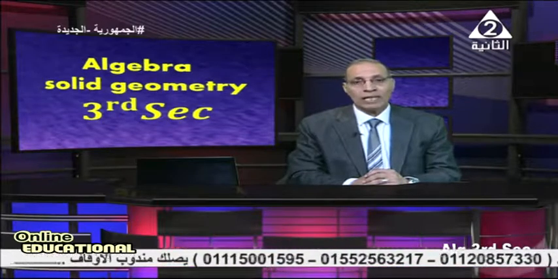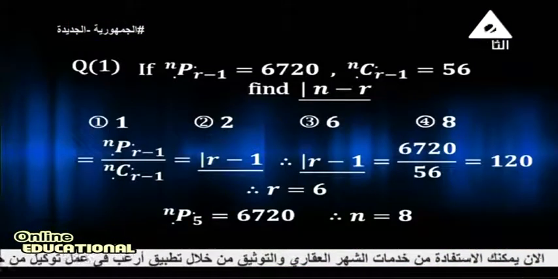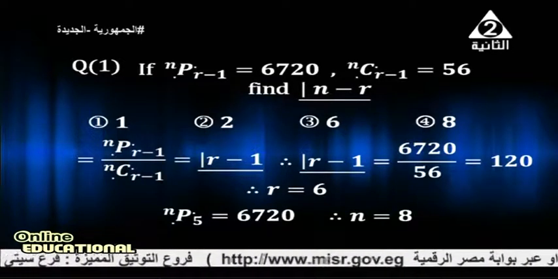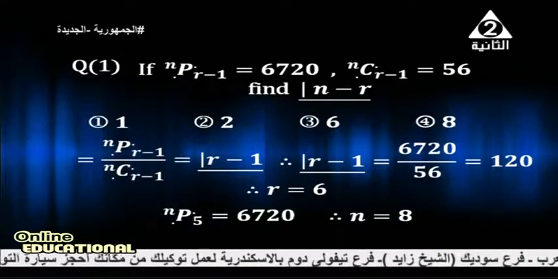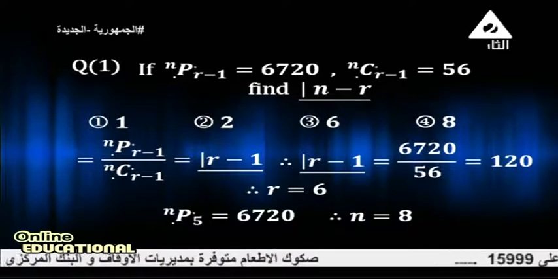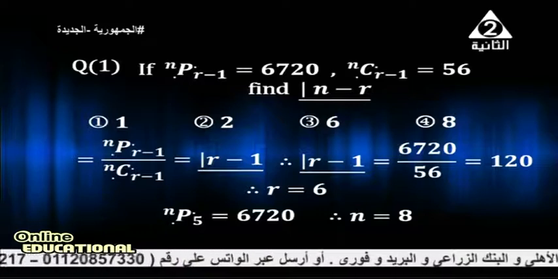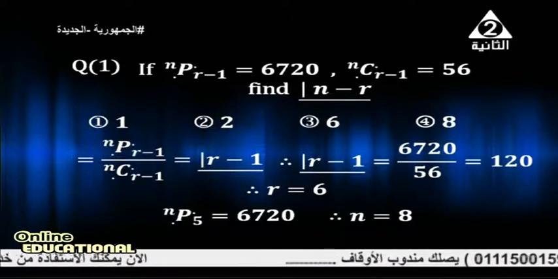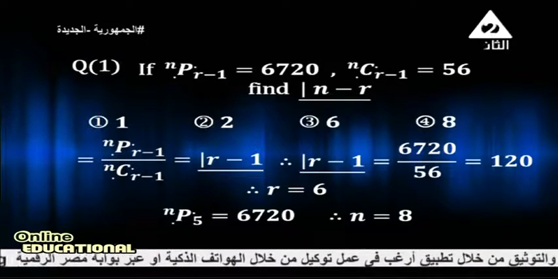My dear student, look at the first example. Number 1. If nPr minus 1 equals 6,720 and nCr minus 1 equals 56, find factorial n minus r. My dear student, we know the relation between nPr and nCr: nCr equals nPr over factorial r. This example, choose the correct answer: 1, 2, 6, and 8.